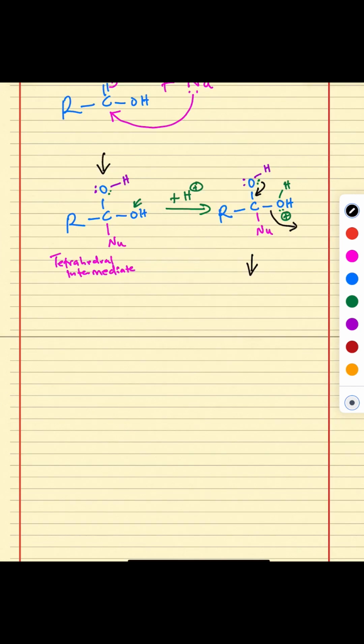So this will give, now we have a double bond to that oxygen. We lost water, so the only thing we have now is a nucleophile here, but we still have the hydrogen connected to that oxygen and a formal positive charge on that oxygen. So the last step will be minus H plus. So you end up losing that proton, and that will give you a neutral product.